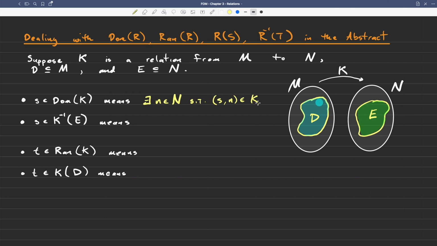Now, what does it mean to say s is in the preimage of E under K?